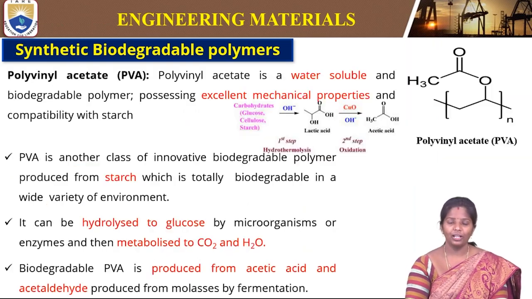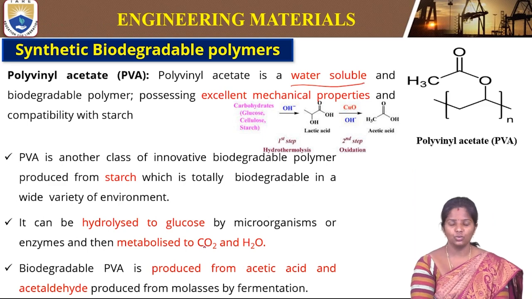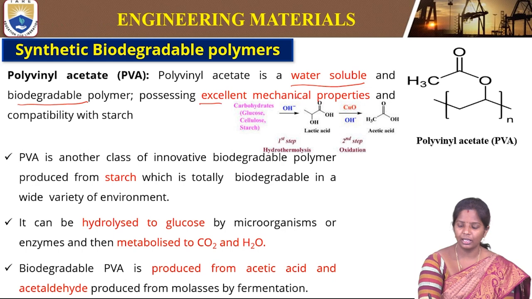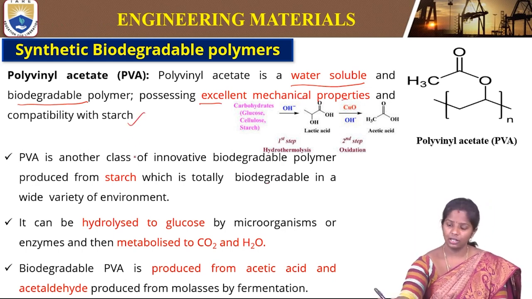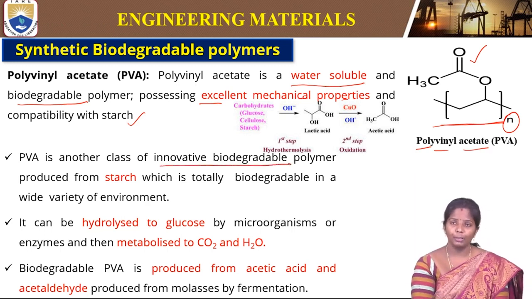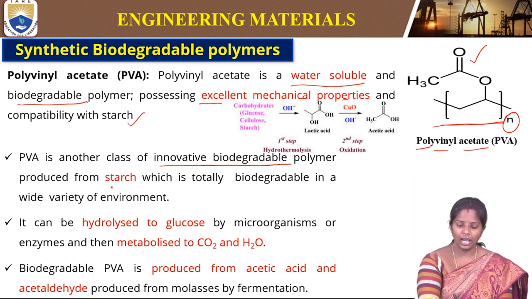Then the other one is polyvinyl acetate, which is a synthetic polymer and also a water soluble polymer that is used as a biodegradable polymer, having excellent mechanical properties and compatibility with starch. So this is the structure of polyvinyl acetate. This is the vinyl structure and the acetate group attached. It forms n times, which is nothing but polyvinyl acetate. So that is the innovative biodegradable polymer that is forming from starch.